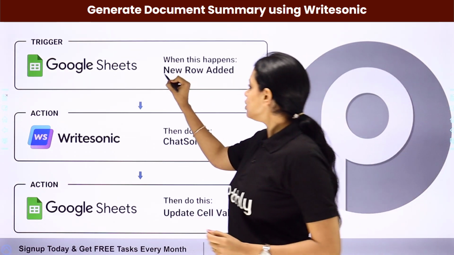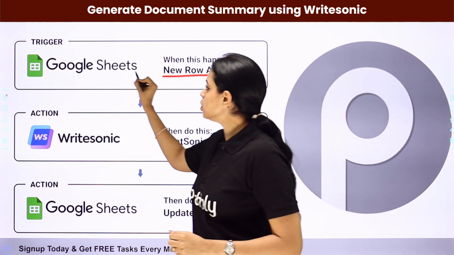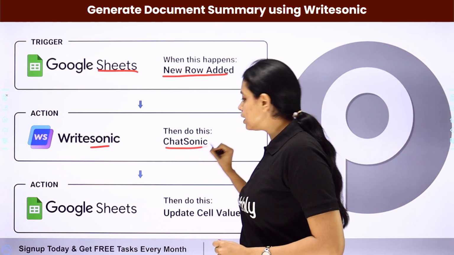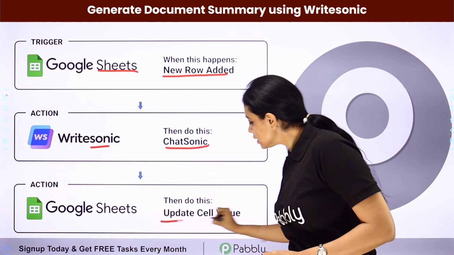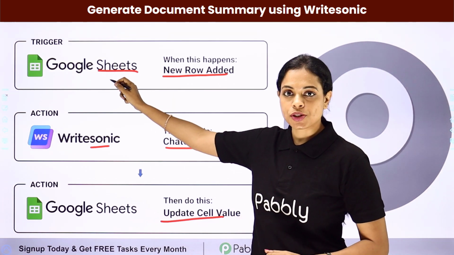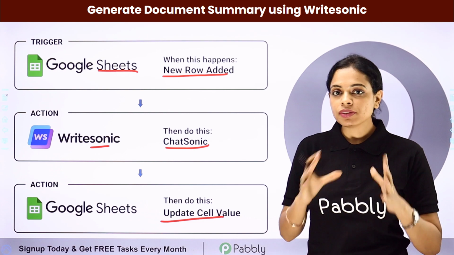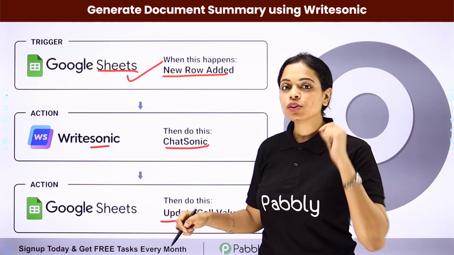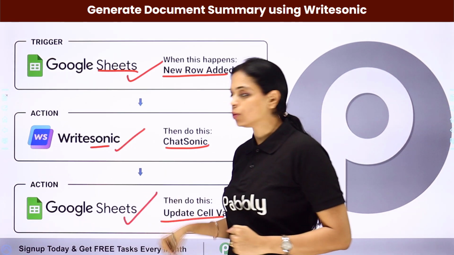So here, let's say every time a new row is added, basically the document is added in your Google Sheet. Then with the help of Writesonic, first you have created the summary and the generated summary has been updated as a cell value in the same Google Sheet. Now this process can be automated. How? For this we are going to use Pabbly Connect software. Here your trigger application will be Google Sheet and your first action application will be Writesonic, and then again it will be the same Google Sheet.